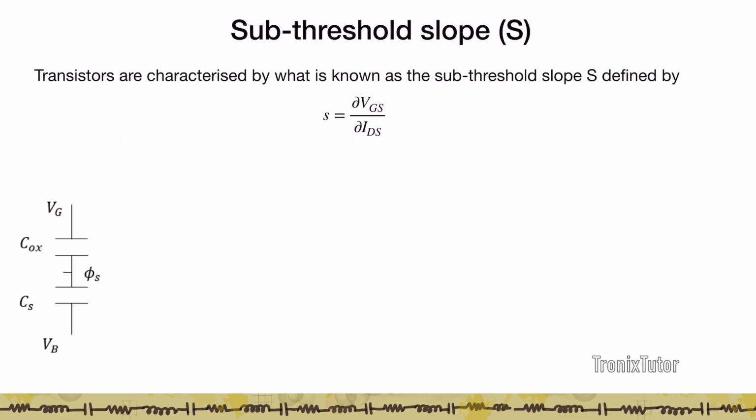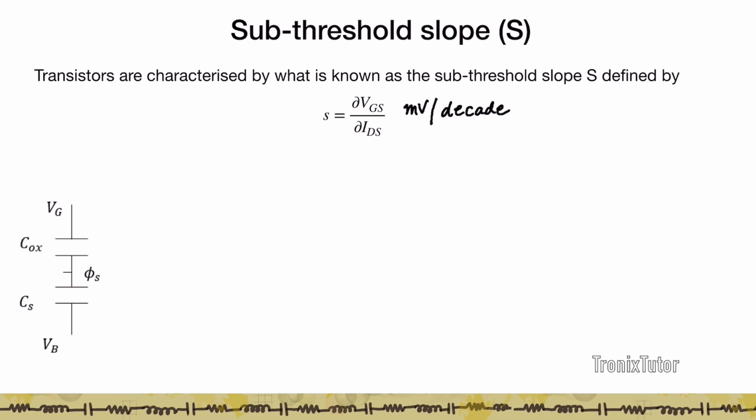Now let's talk about characterization. So when we want to characterize how the transistor looks in subthreshold, we do it by what is known as the subthreshold slope. And subthreshold slope is nothing but the first derivative of V_GS with respect to log of I_DS. And it is sometimes measured in millivolt per decade. That means how many volts at the gate are required to increase the current by 1 order of magnitude.